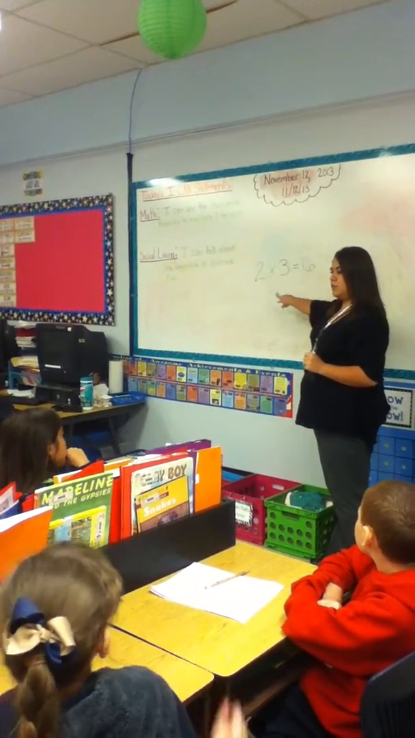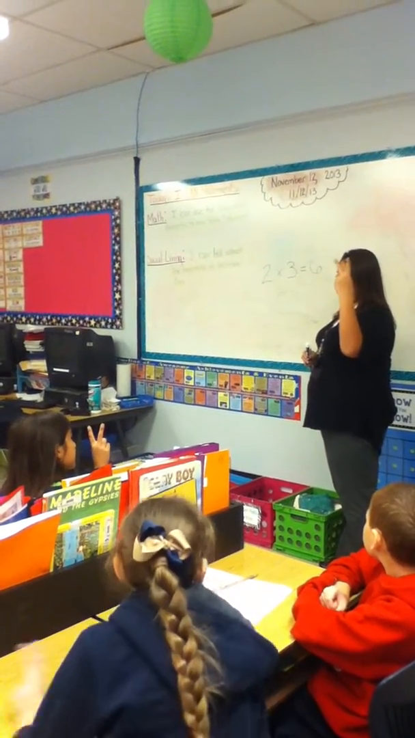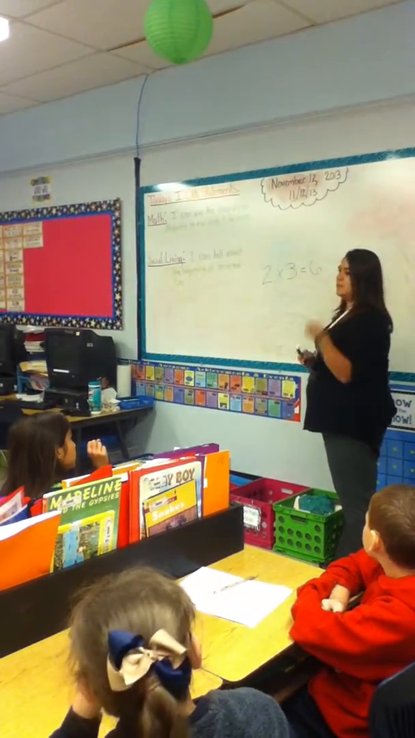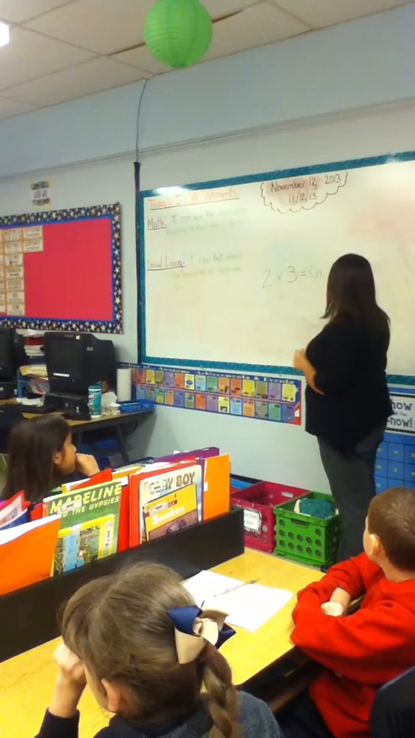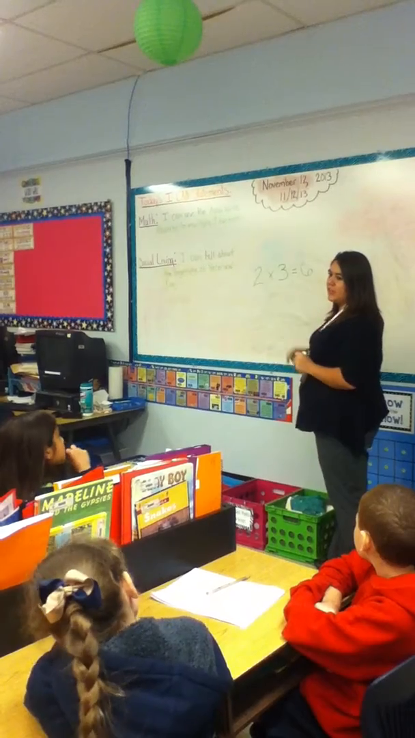What do you want to count by? 2s or 3s? 3s. Hold up your 2 fingers. 3, 6. So is it equal 6? Yes. So using the commutative property, how can we change this problem?